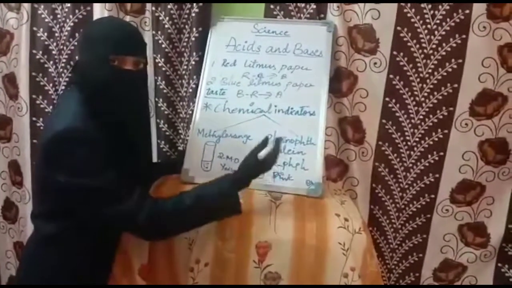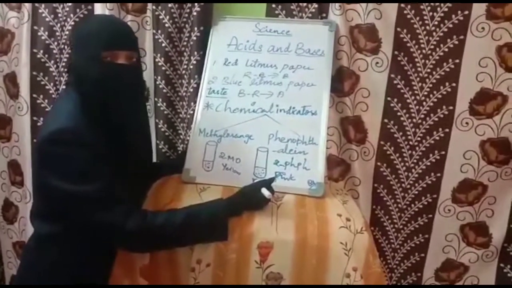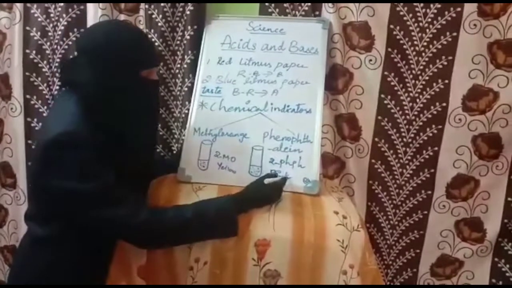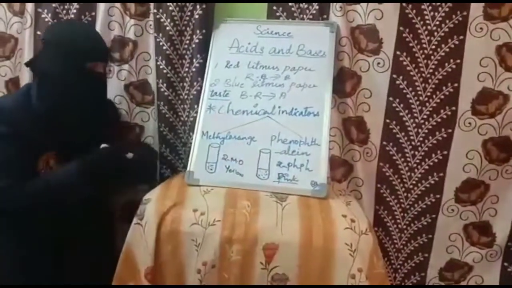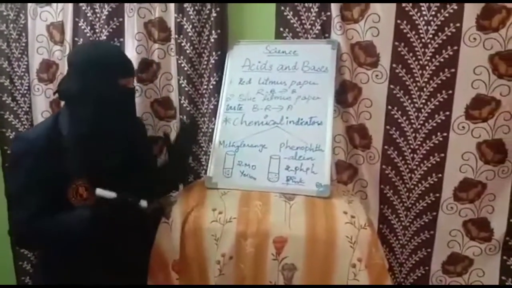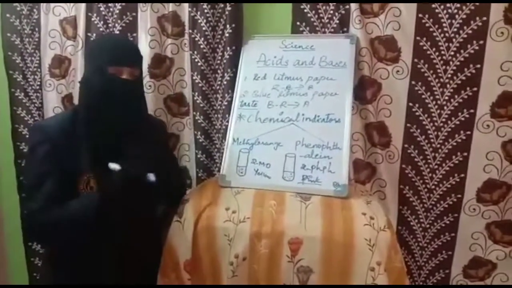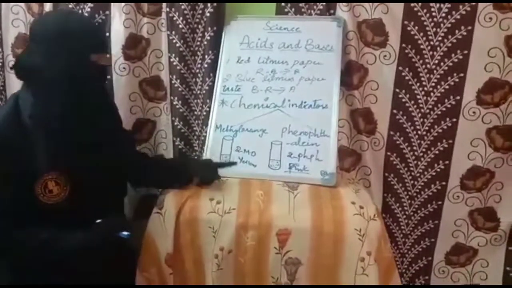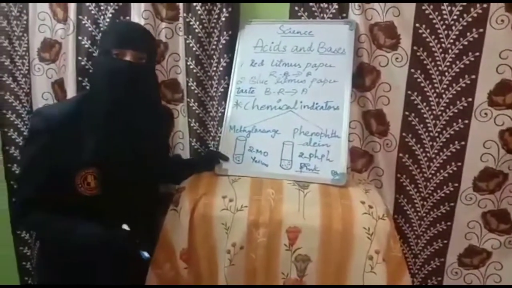Phenolphthalein is colorless, and the detergent solution is also colorless. But the sample solution will convert into pink color. Can you say why? This is a confirmation. If methyl orange converts the substance into yellow color, then the nature of the substance is basic.